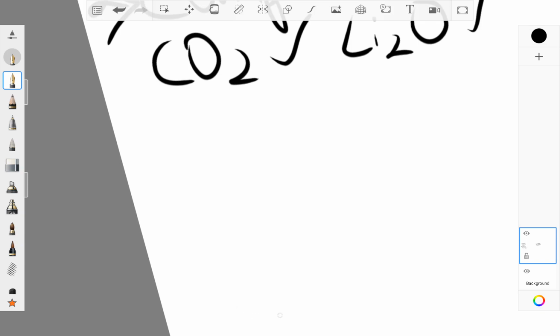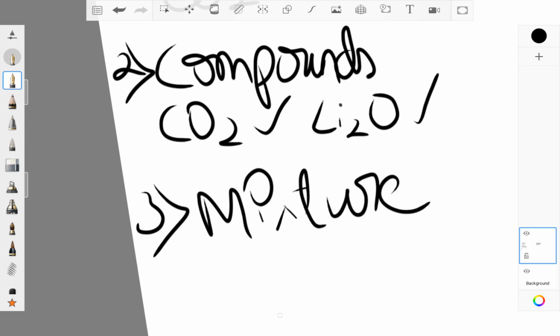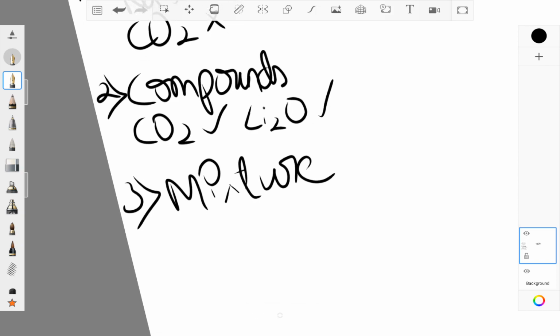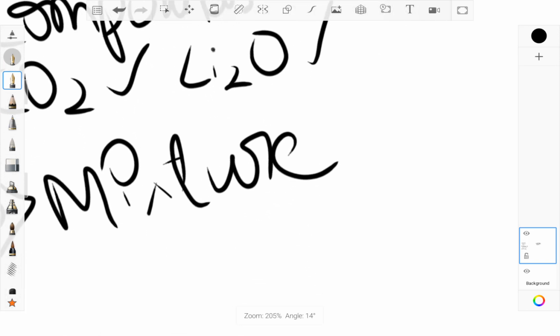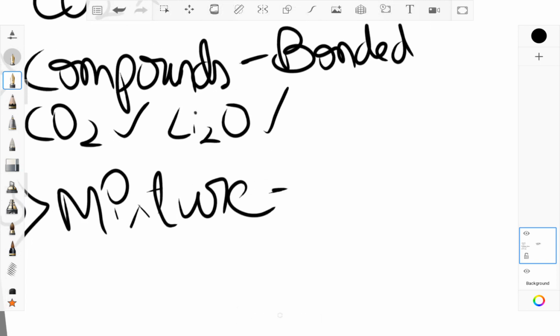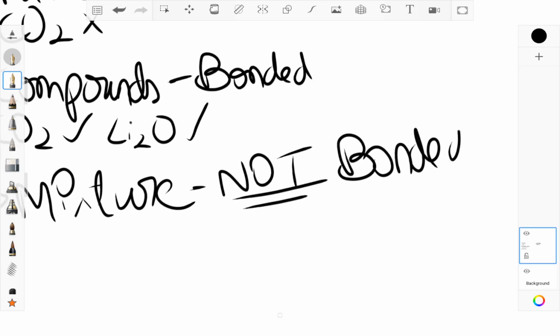Now here's the tricky thing. You need to know this: a mixture and a compound are not the same. A mixture contains different elements or compounds that are not bonded together. In a compound, the different kinds of atoms are bonded together, whereas a mixture contains different elements and compounds that are not bonded together. That's a very important distinction. Not bonded.